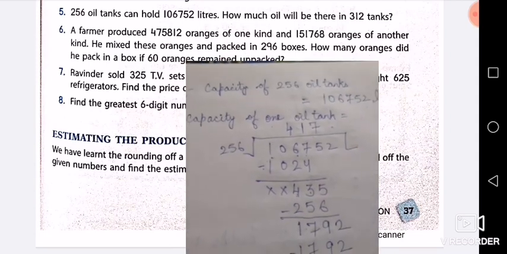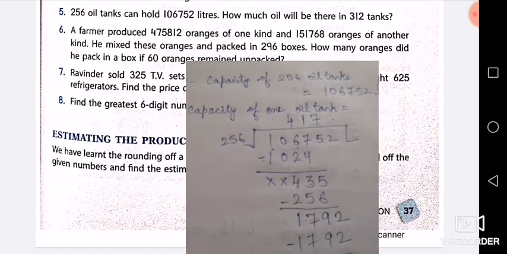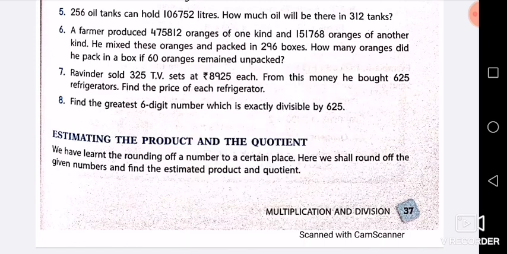So let's move to the next question, which is question number 6 now. Question number 6 is, a farmer produced 4,75,812 oranges of one kind and 1,51,768 oranges of another kind. Okay. So, what is given in the question?